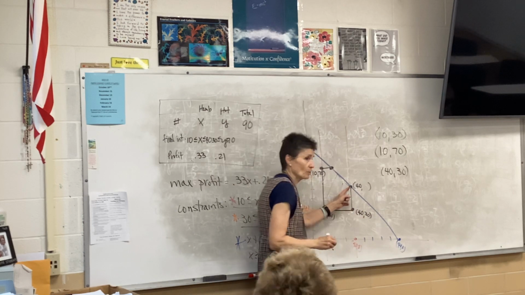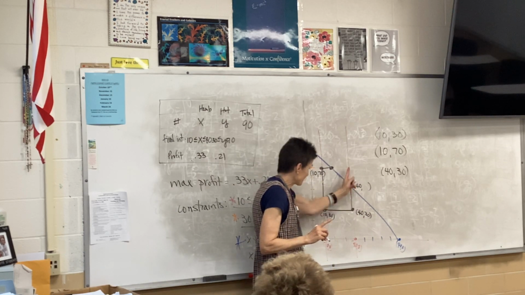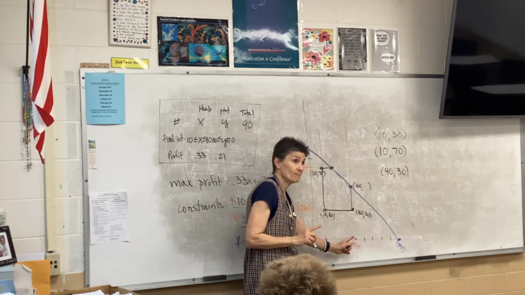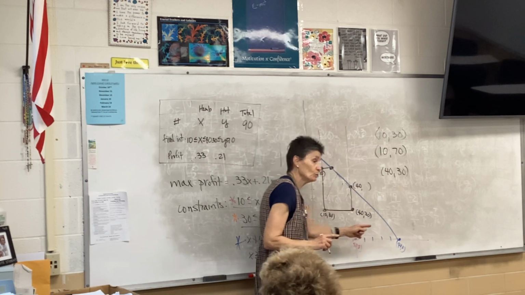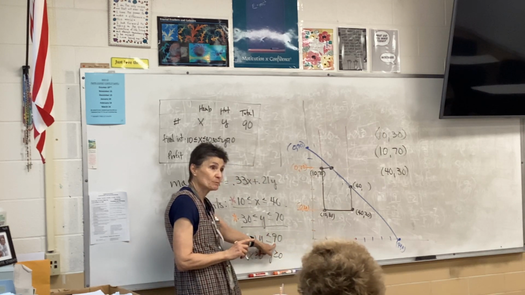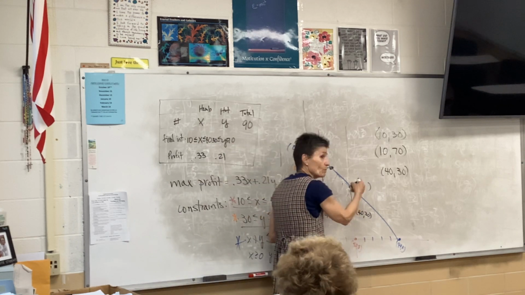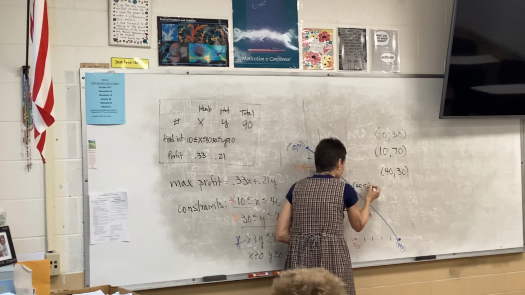And now what about this one? This one's still super simple. We already know X is 40 because we're on that line. But we're also on the blue line. And what do we know about numbers on our blue line? They have to add up to 90. So if X is 40, then Y is going to be 50.